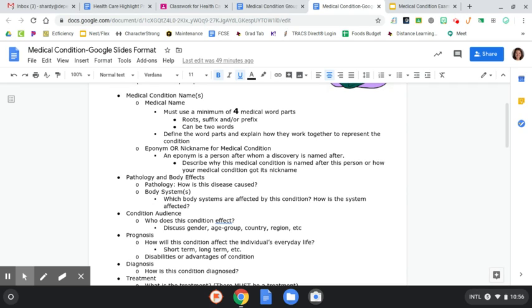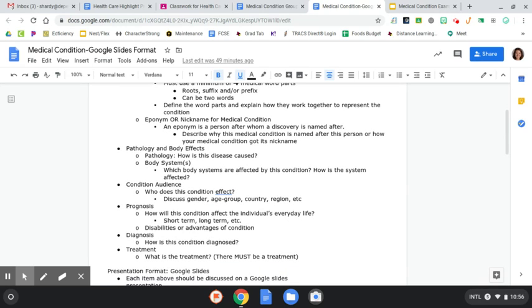So you're going to discover this condition and then really just play on it and figure out the pathology. So, how do you even get this disease? You created this condition, how do you get it? Okay. Body effects. We've talked about the body systems. So, if you get this disease, which body system is going to be affected and what part is going to be affected? How is it going to be affected?